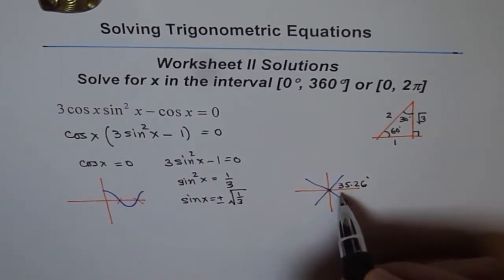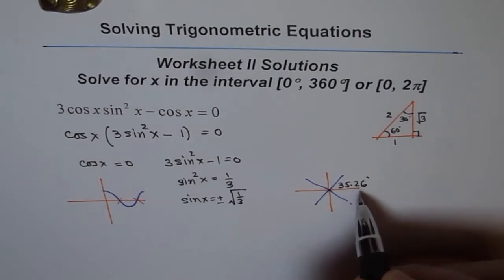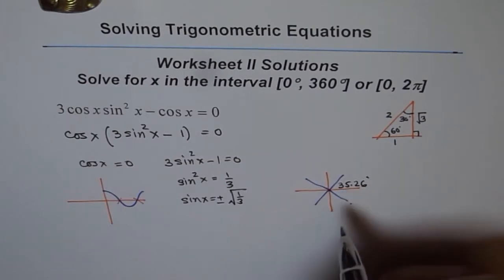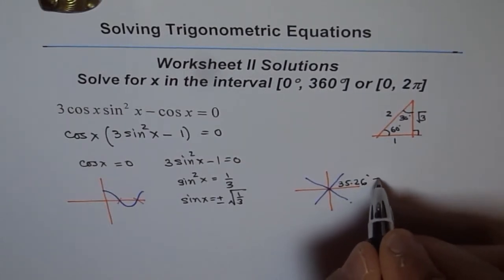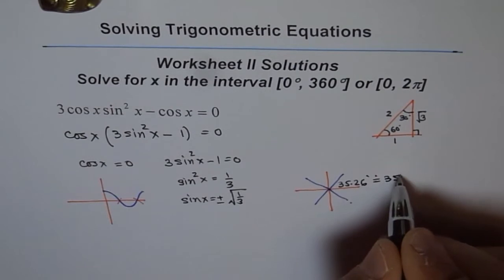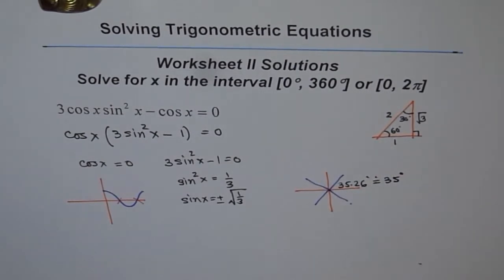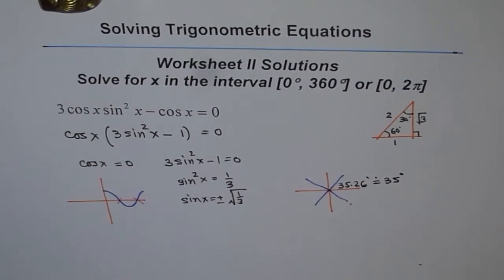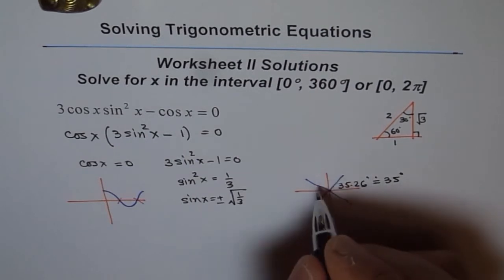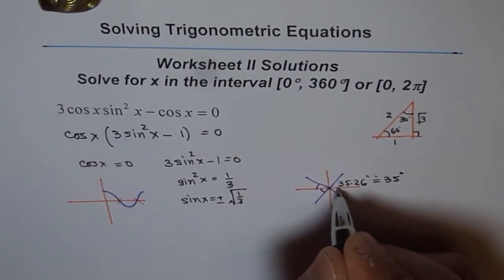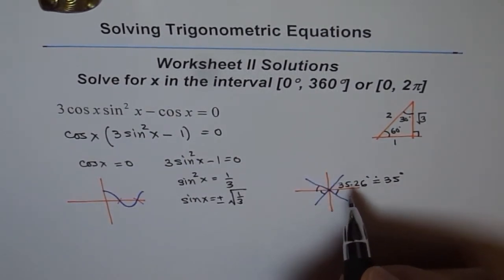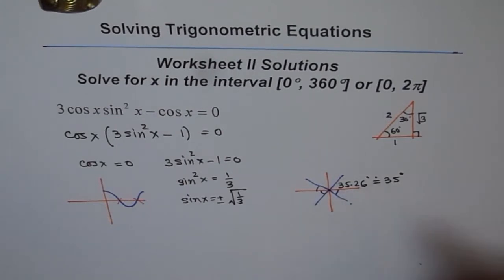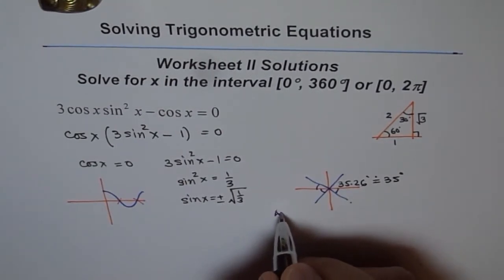So the answer for us is 35.26, which I could round to 35 degrees, approximately. Let me write this answer approximately as 35 degrees. So what are the 4 answers for us? We have 35 degrees as the acute angle in all the 4 quadrants. So what we can do now is write down the answers for this.